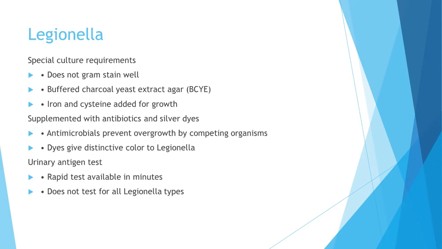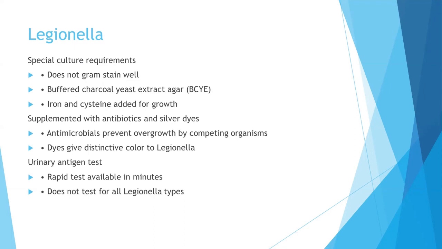There are some special culture requirements for Legionella. It does not gram stain well. So it is buffered in the charcoal yeast extract agar. Iron and cysteine are added for growth. Thus, it is supplemented with antibiotics and silver dyes. Antimicrobials prevent the outgrowth by competing organisms, and dyes give a distinctive color to Legionella.